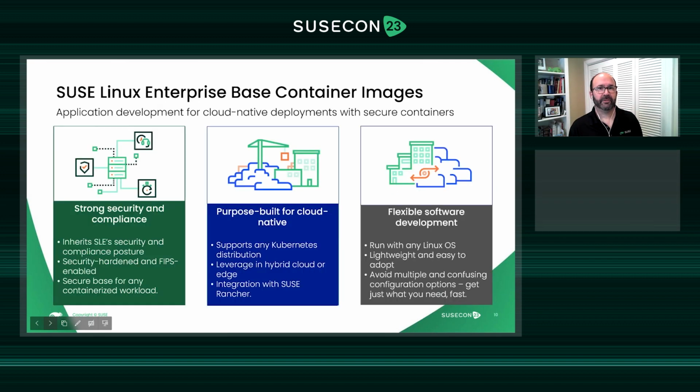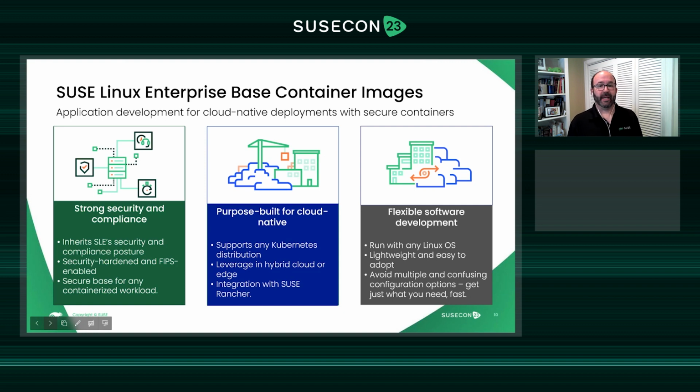Yeah, I think that's a fantastic intro to the SUSE Linux Enterprise base container images. These are images based on SUSE Linux Enterprise, so they inherit all of SLE's security and compliance posture from the underlying operating system. They're security hardened and FIPS enabled to make sure you are compliant where you need to be. And they provide a secure base for any containerized workload. These BCIs are purpose built for cloud native use cases. They can support being run on any Kubernetes distribution, including those that come with SUSE Linux Enterprise, such as Rancher, or on IBM's Kubernetes distributions, or any of our other competitors or friends.